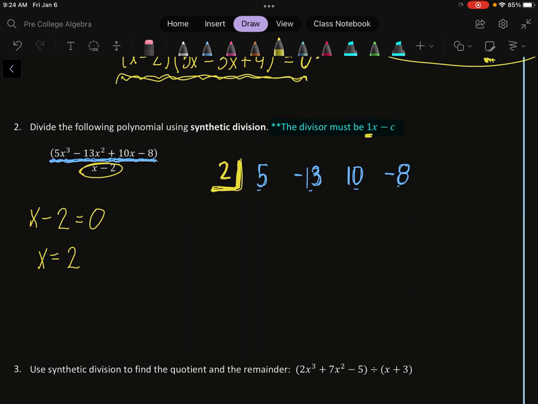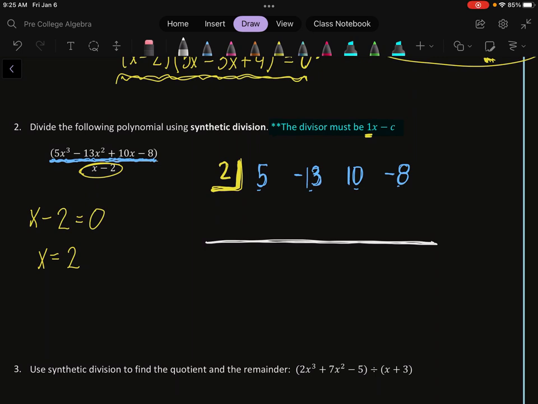Okay, so again, not negative 2, but positive 2. So it's always pretty much the opposite of what it really looks like, which we should know by now. When we were factoring and setting those factors equal to 0, we would just add or subtract it to the other side. All right, so then continuing on, we draw this little line here because we're going to do some stuff in between and down below.